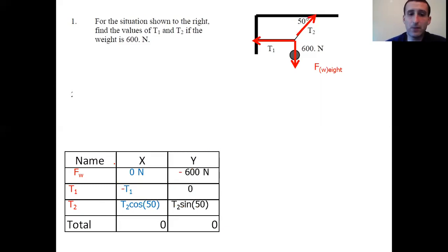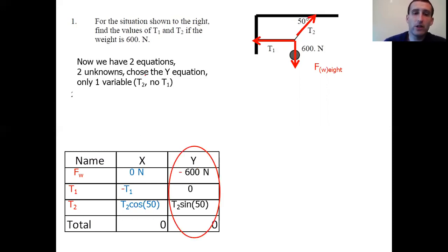So to the right is positive. So we got T2 cosine of 50, giving us a positive term in the x's. So we've now got a negative and a positive in the x's, which is what we want. And it's upward, so we have a positive T2 sine of 50 in the y's. So again, we take a look at our 2 equations and our 2 unknowns, and we see there's only 1 variable in the y column, while there are 2 in the x. So we're going to go with the y column first.